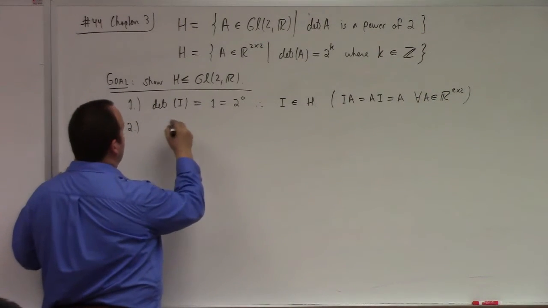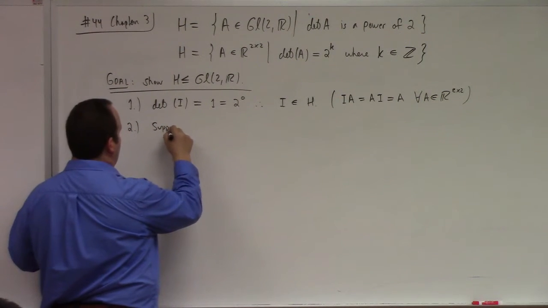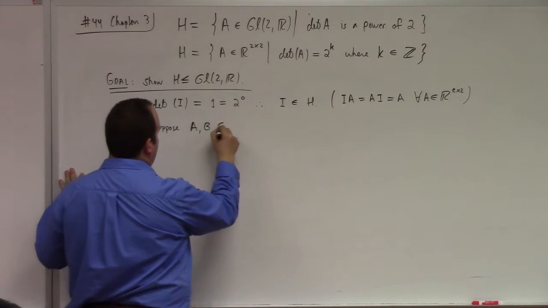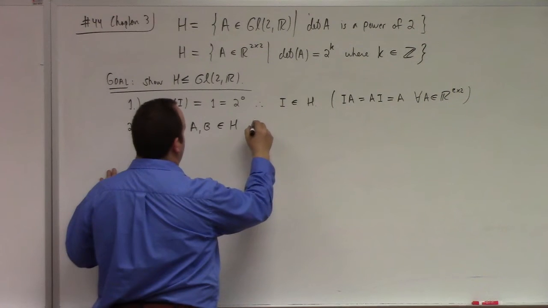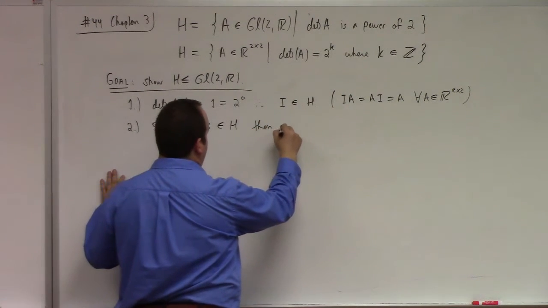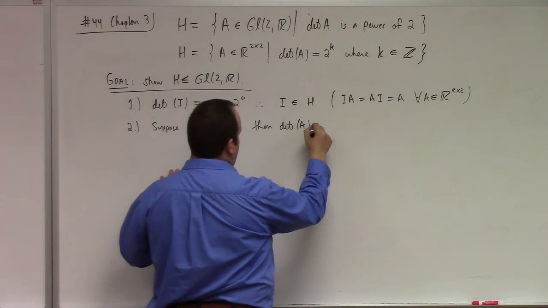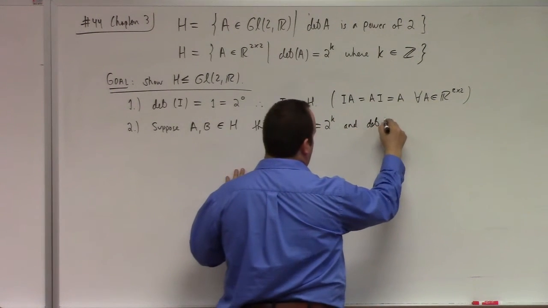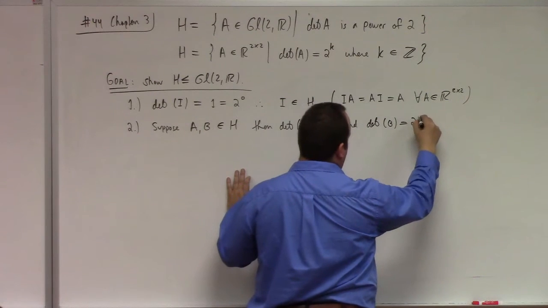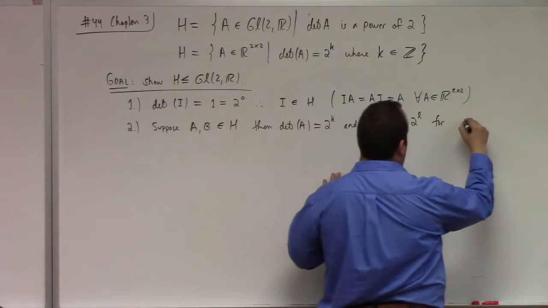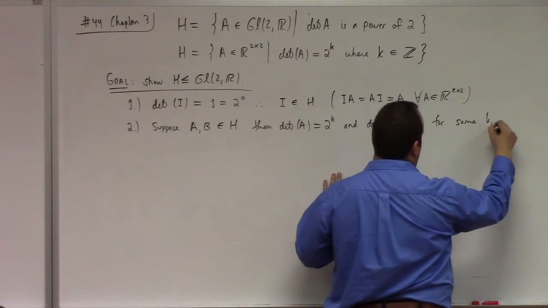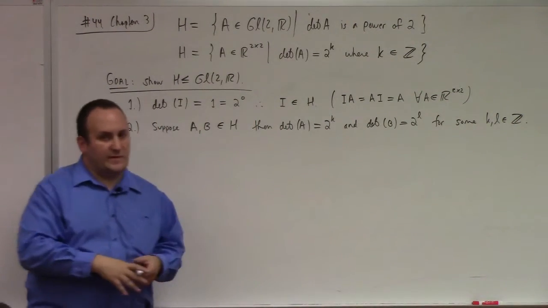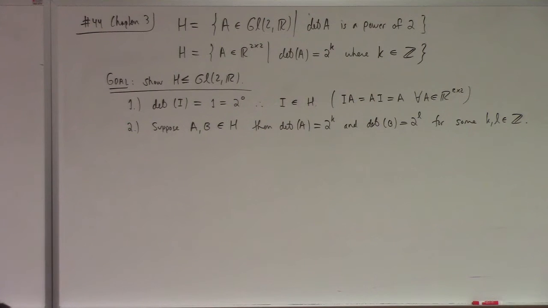Step 2, suppose that A and B are elements of H. Then what do we have? We know the determinant of A is equal to 2 to the k, and the determinant of B is equal to 2 to the L for some k and L in the integers. That's what it means to assume that the elements are in H.